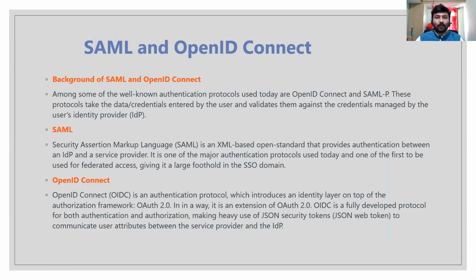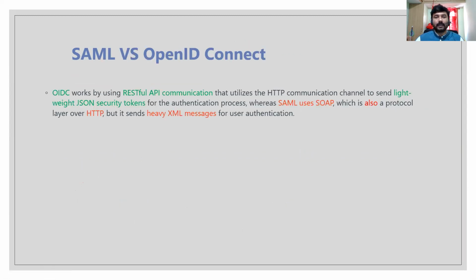And you see here, what is OpenID Connect and what is SAML? Security Assertion Markup Language, SAML, works on XML. And OpenID Connect is an authentication protocol and it works on JSON. This is the main difference. OIDC works by using RESTful API communication that utilizes the HTTP communication channel to send lightweight JSON security tokens for the authentication process, whereas SAML also uses HTTP, but it uses heavy XML messages.